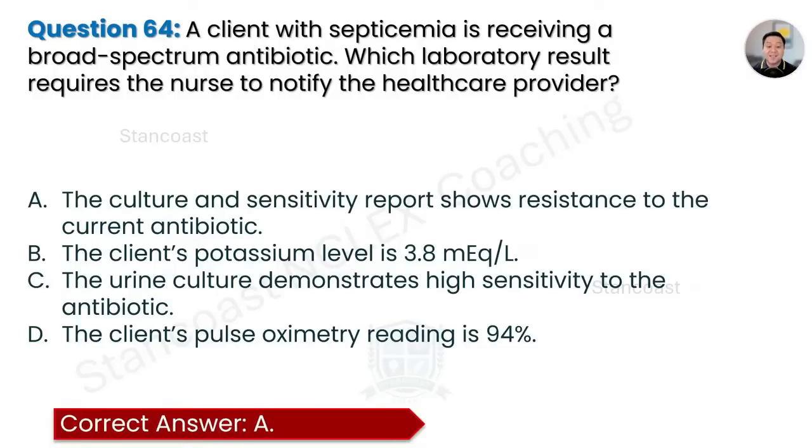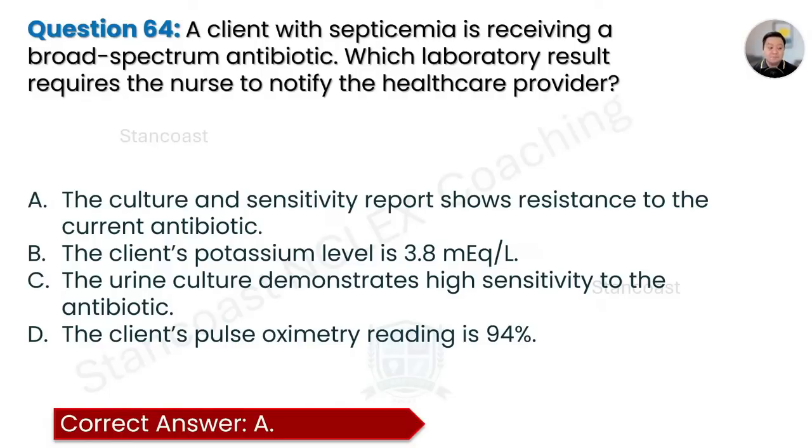The answer is letter A. A culture and sensitivity report indicating resistance to the prescribed antibiotic means the medication is ineffective against that organism. And so the healthcare provider must be notified right away to change the antibiotic promptly to prevent worsening the infection. And so if you selected letter B, that is incorrect. That potassium level is within the normal range. It doesn't require immediate action.